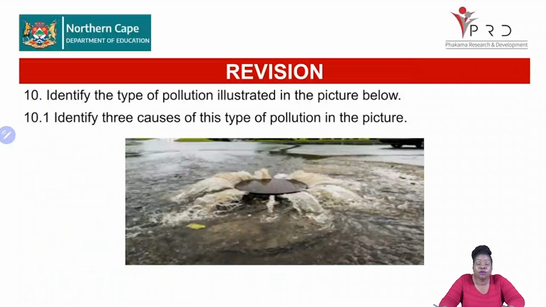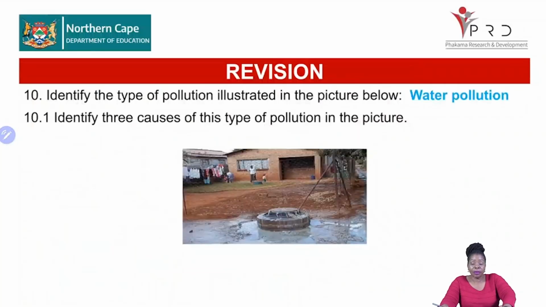Right, let's move on to question 10, says identify the type of pollution illustrated in the picture below. And then 10.1 says identify 3 causes of this type of pollution in the picture. Right, we go on to the solutions for question 10 and 10.1.